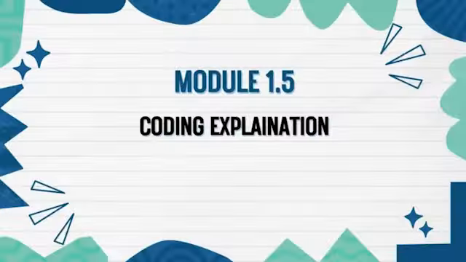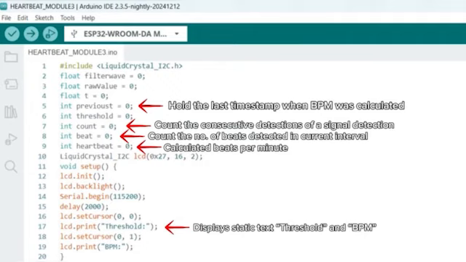Let's dive into the code and break it down. Line 5 holds the last timestamp when the BPM was calculated. Line 7 counts the consecutive detections of a valid signal. Line 8 keeps track of the number of beats detected in the current interval. Line 9 calculates the beats per minute, which is BPM. And line 17 displays static tags such as threshold and BPM.